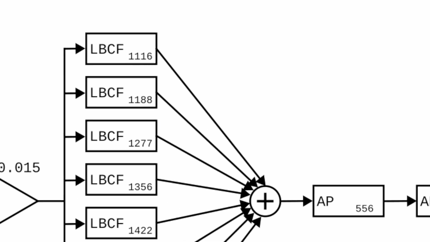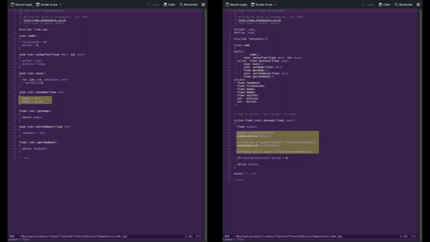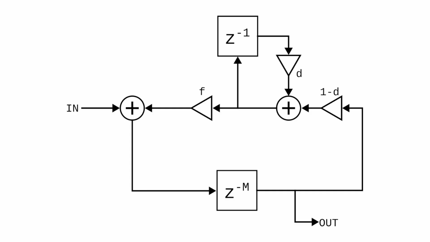We'll first look at this component, the LBCF, for low-pass feedback comb filter. These two files allow us to find the following diagram for the filter. If you're wondering what those Z's mean, they simply represent taking the signal one sample in the past here and m samples in the past here.